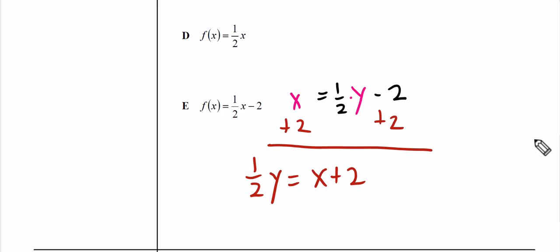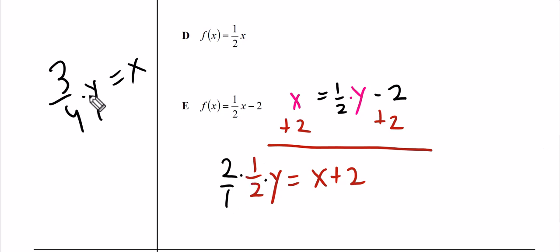And similar to the last experience, in order to get rid of this 1/2, I have to multiply by 2/1. Now, quick note. What if it was 3/4? You'd multiply by 4/3, because they have to reciprocate. This 4 on the bottom goes up here, this 3 on the top goes on the bottom. It flips. Every time we talk about keep, change, flip, the flip part means reciprocate.